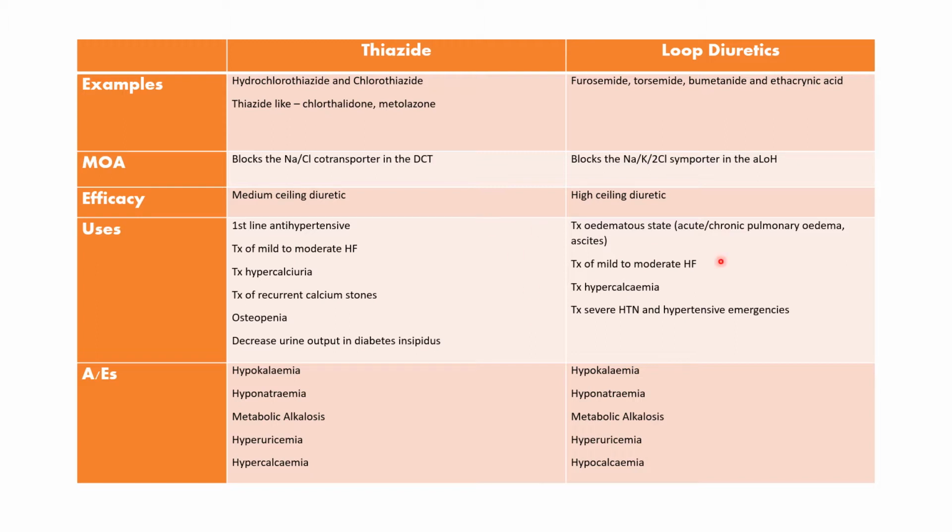Before I discuss potassium-sparing diuretics, I just want to go over the thiazide and loop diuretics once again, because I know the previous two videos contain a lot of information. I want to highlight the most important information from those two videos by comparing thiazides and loop diuretics, okay?